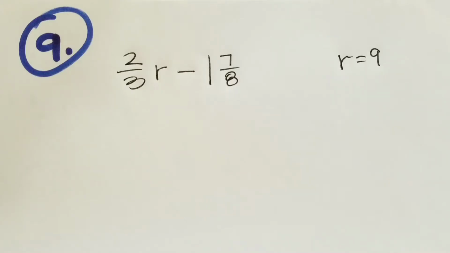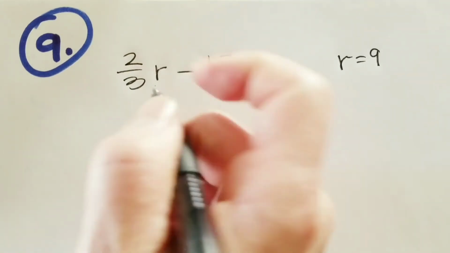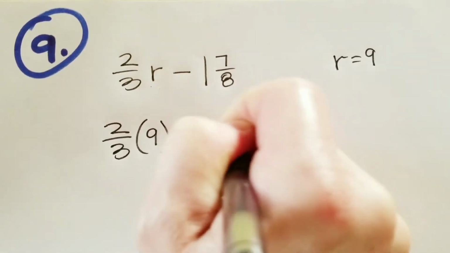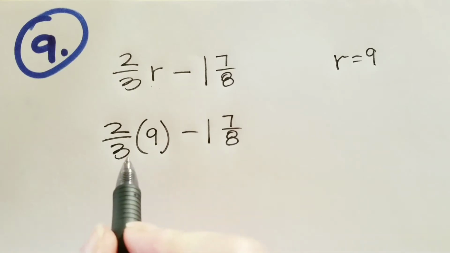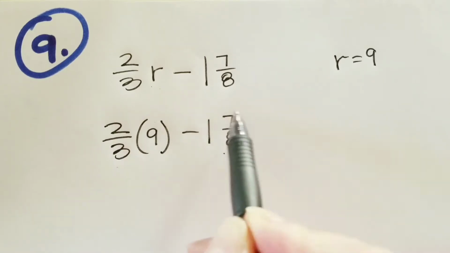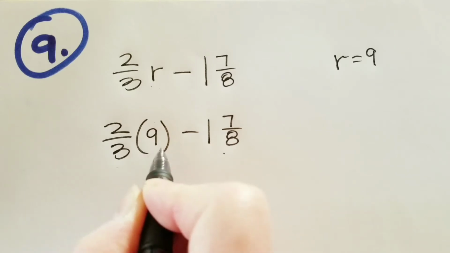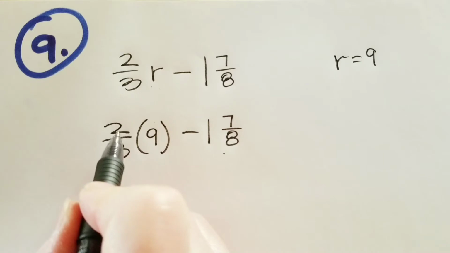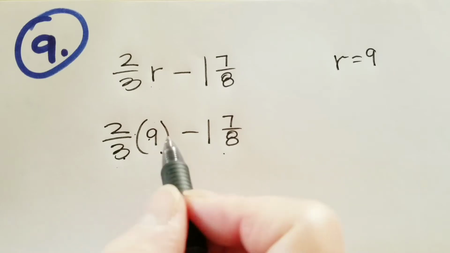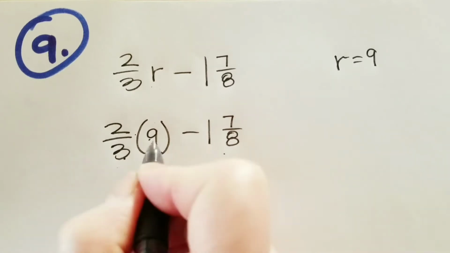For number 9, R equals 9. So go ahead and find your R and plug in your value of R, which is 9. So 2/3 times 9 minus 1 7/8. Okay, so now I'm just going to work from left to right. I'm going to take care of this, and then I'll work over here. So 9 can be looked at as 9/1 if you want to do that, or you can multiply 2 times 9 divided, which is 18 divided by 3. Couple ways you can do that. Why don't we just pick one way? I'm going to just go ahead and multiply. I'll just show you what this is.